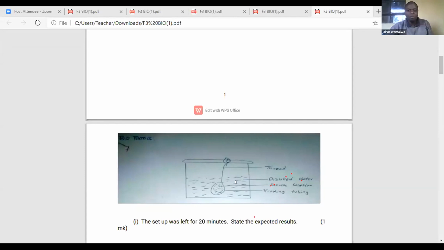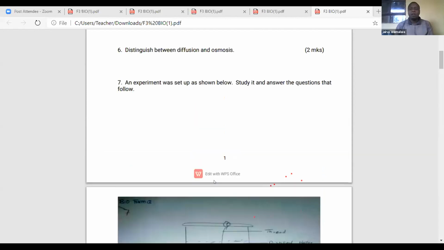We can still define osmosis as movement of molecules from lowly concentrated, or as others will say, from hypotonic to hypertonic solution through the semi-permeable membrane of the whisking tubing, like Abel is trying to say. Why is osmosis said to be a special type of diffusion? Because it involves movement of molecules from their region of high concentration to their region of low concentration. Very okay.